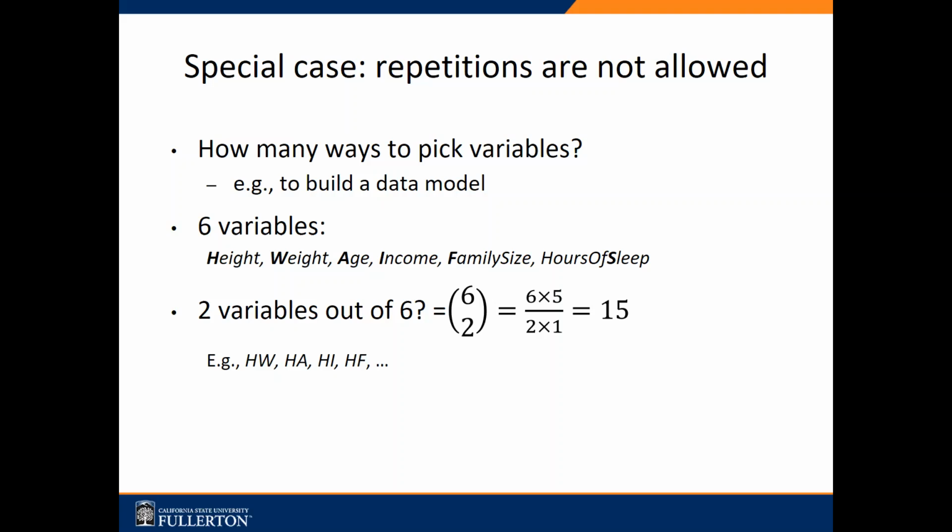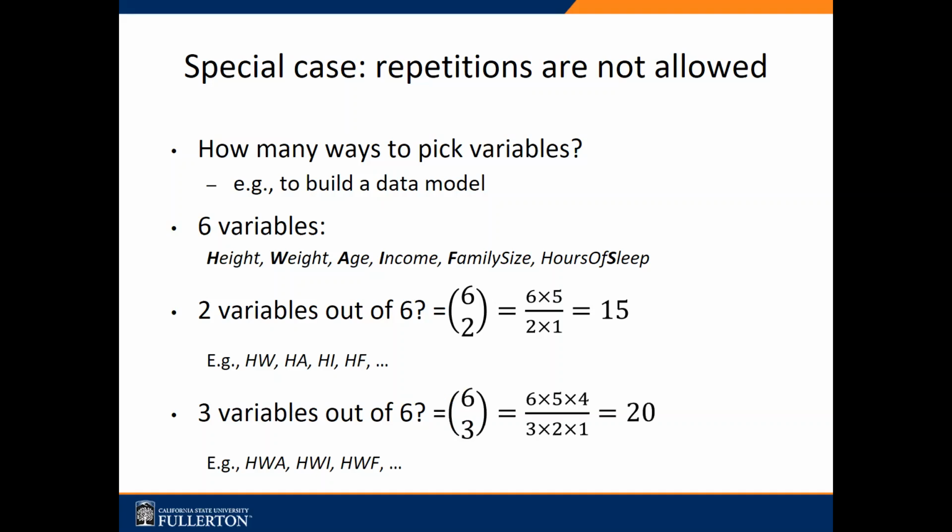If I ask you how many ways there are of picking 3 variables out of these 6 without repetitions, again, we can use the same formula, which now becomes 6 choose 3. The expansion for this formula is given like so, and gives us the answer, 20 such models.